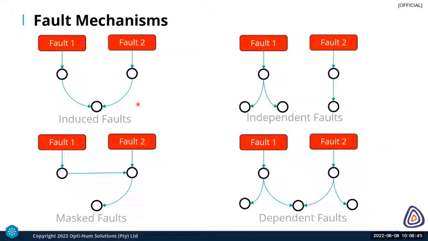There are also various fault mechanisms that can be experienced in industry, and these usually occur in multiples of more than one fault. The first type is an induced fault, where one or more faults work together to produce a new type of fault. There are also independent faults, where faults act in a non-continuous way with each other. The masked fault is when a fault occurs and is hidden behind a much stronger fault that's evident from the process data that you have. And finally, there are dependent faults, where faults are propagated through the system and end up as a new type of fault that is a combination of one or more root cause faults.